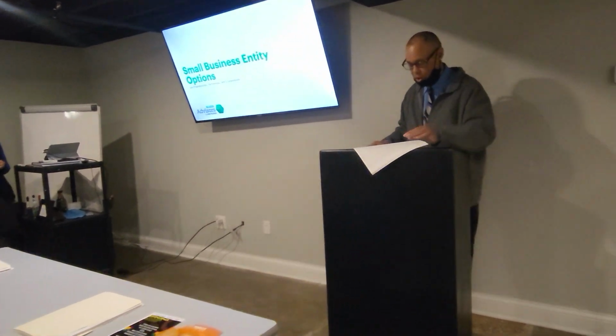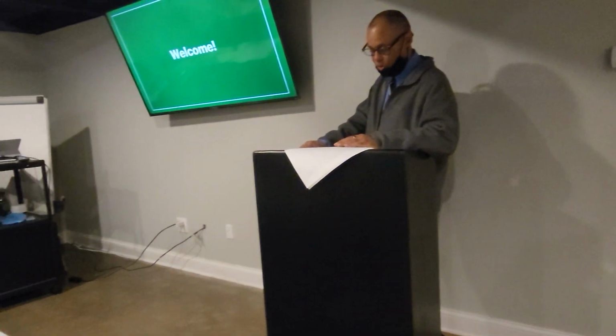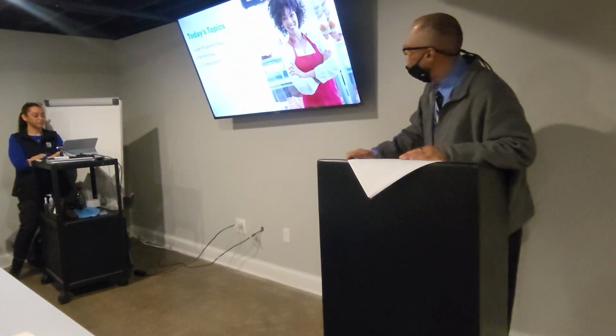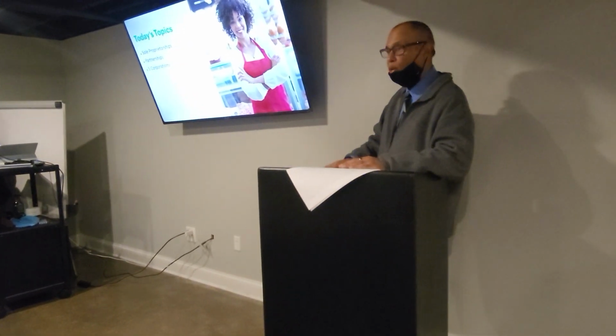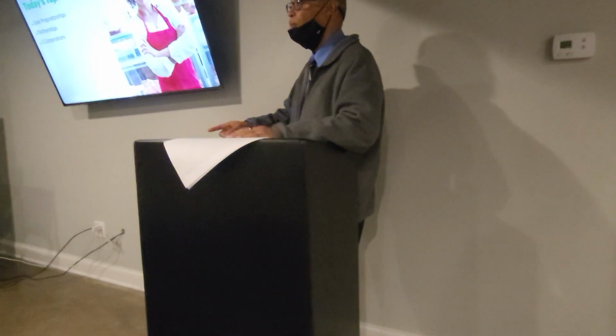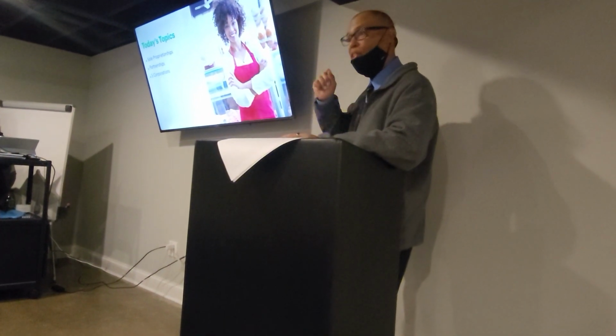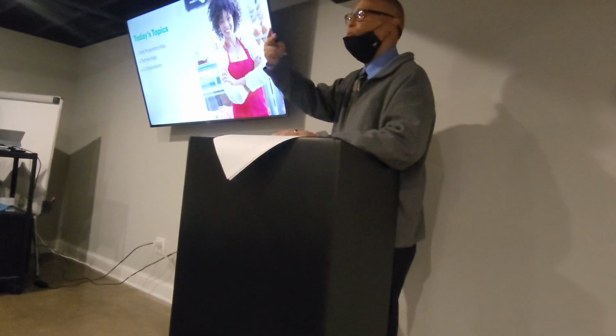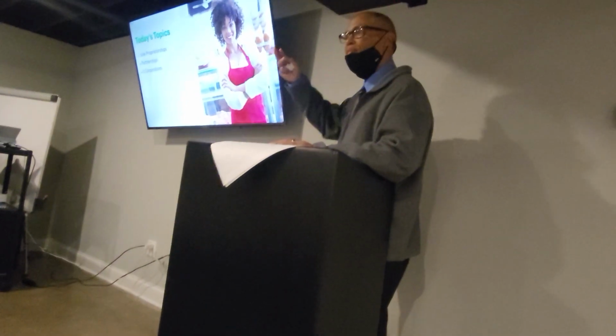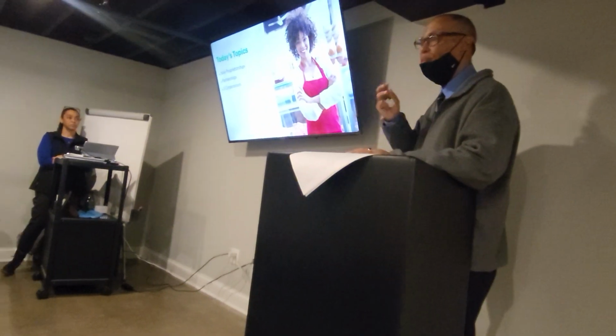Go ahead, Vic. So we're gonna look at the small business entities. Today's topic will be the three entities: the sole proprietor, the partnership, and the S corp. As I said, with that 1099, you're initially a sole proprietor, no matter what you do. When you come in as a sole proprietor, you're gonna have to fill out a Schedule C.